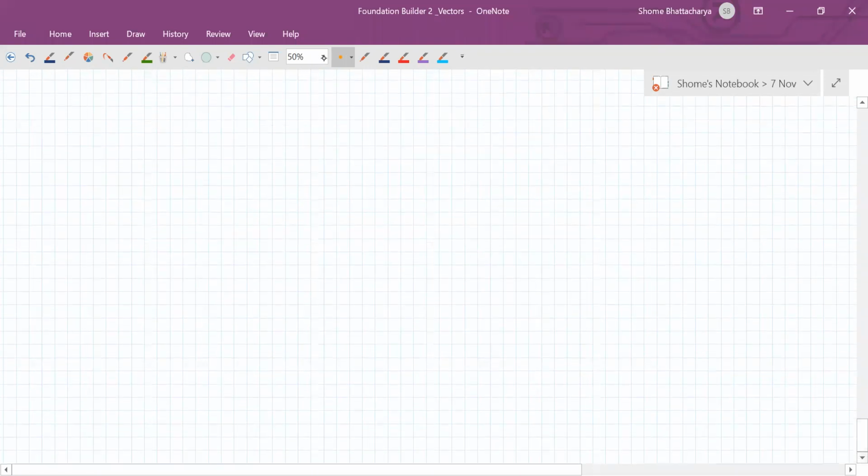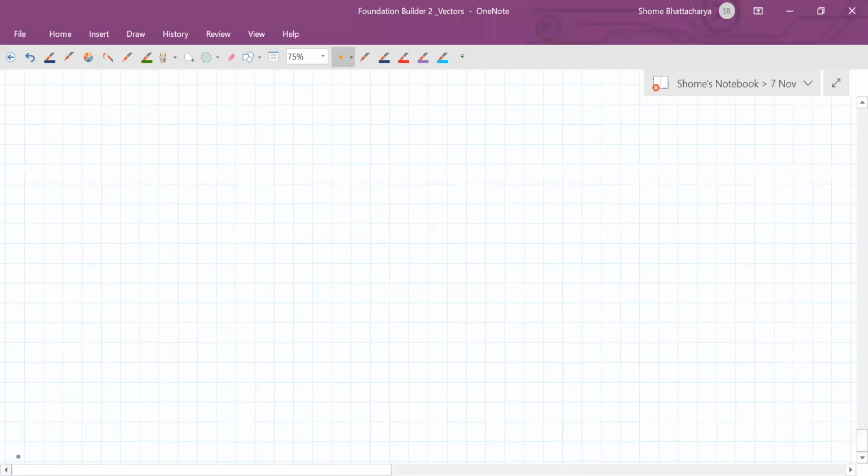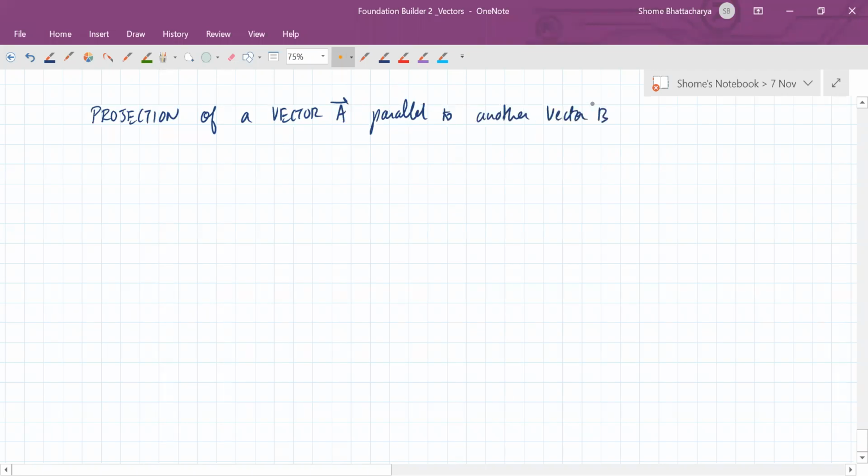Now we'll move on to the concept of projections or components of a vector with respect to another vector that we were discussing last time. So we were discussing the projection of a vector, let's say A, parallel to another vector, let's say B. This parallel to can also be expressed as along the vector B, or we can say it is on the vector B.